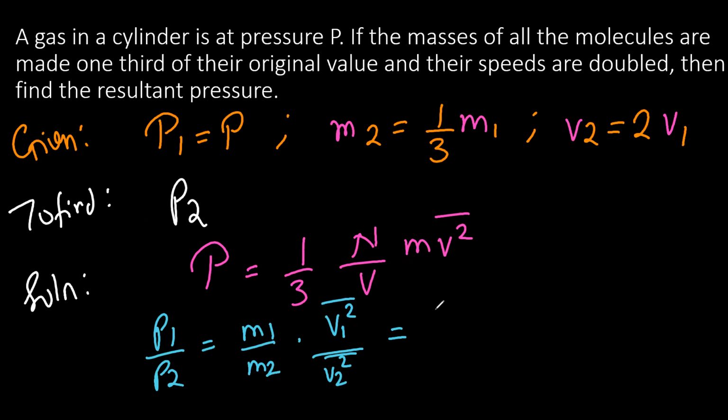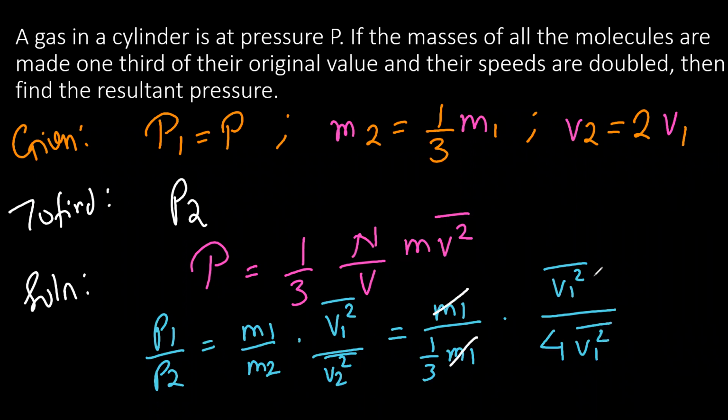What is m1? We don't know. What is m2? It's 1/3 of m1. What is v1? We don't know. What is v2? It's 2 times v1, so 2 times it will become square, so this will become 4 v1 square bar. M1 gets cancelled, v1 square gets cancelled. So the answer is 3/4. P1 by P2 is 3/4.